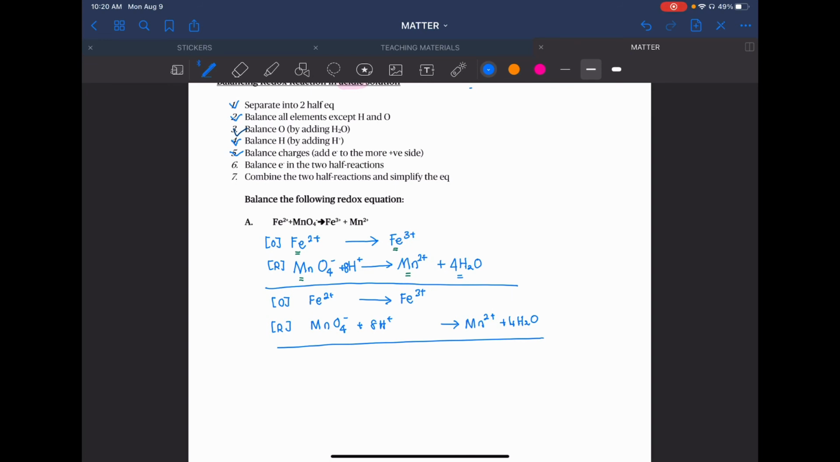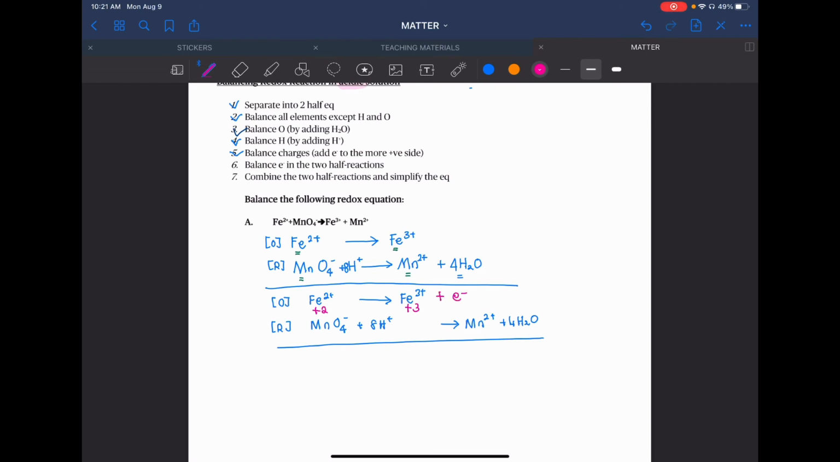Balance charge. Okay. Kita akan balance charge by adding electron to more positive side. Okay, macam mana kita nak tahu positive side, negative side? Okay, let's have a look at the first one. Iron 2 plus and iron 3 plus. For iron 2 plus, the charge is positive 2. Iron 3 plus, charge is positive 3. So, maksudnya, positive 3 is more positive compared to positive 2. So, kita akan tambah elektron sebelah kiri.